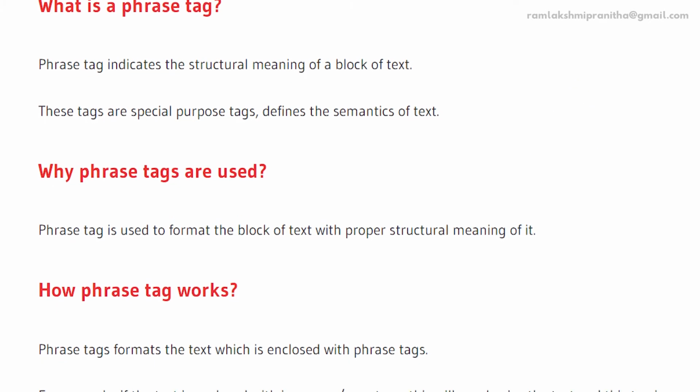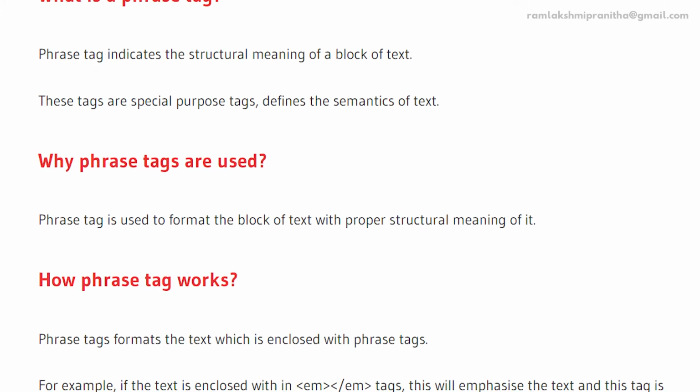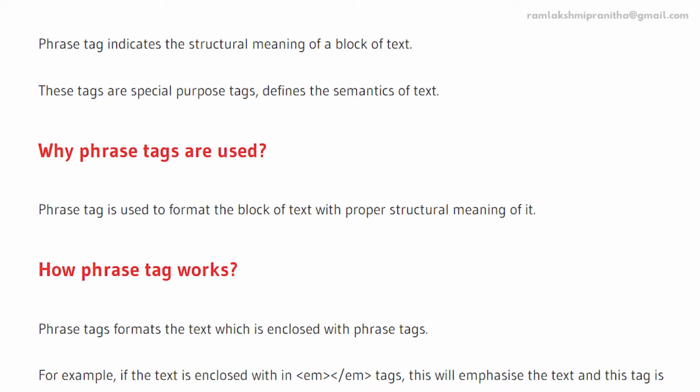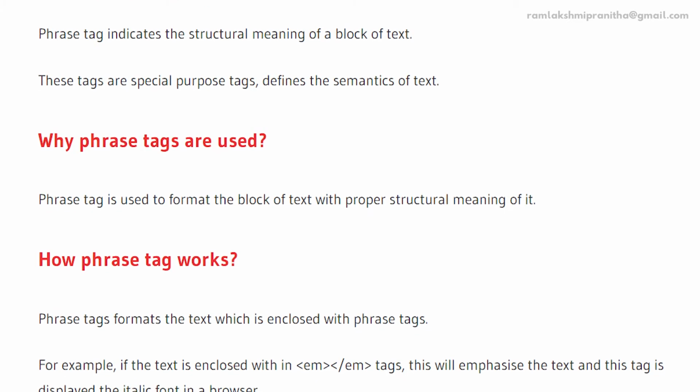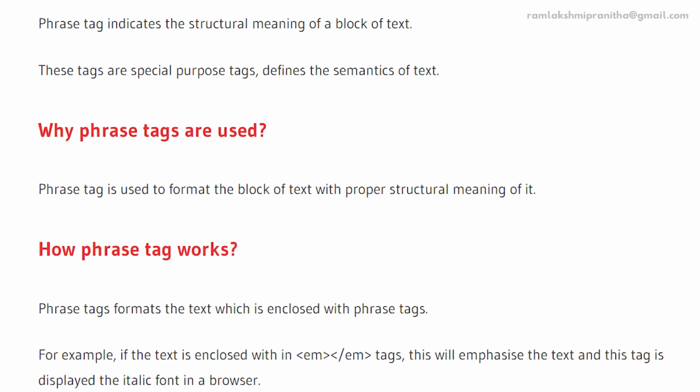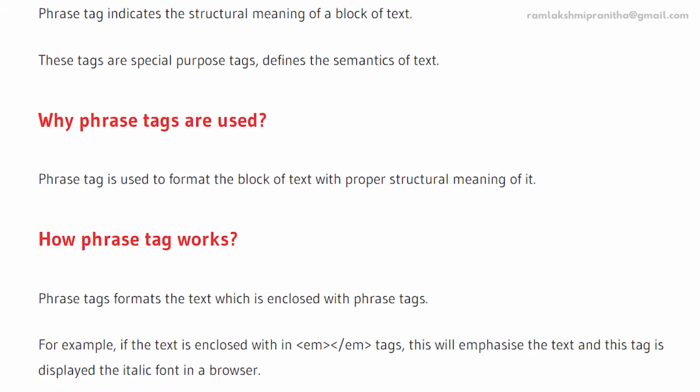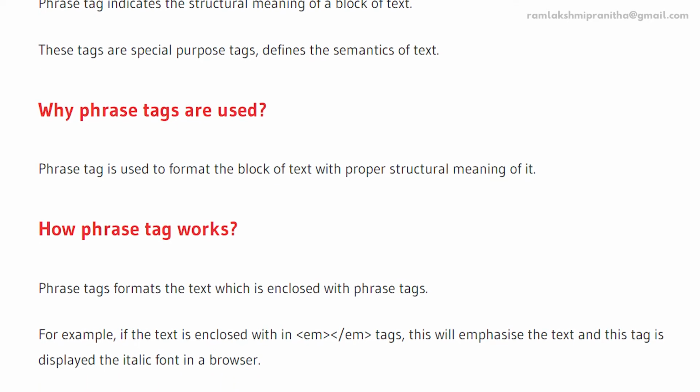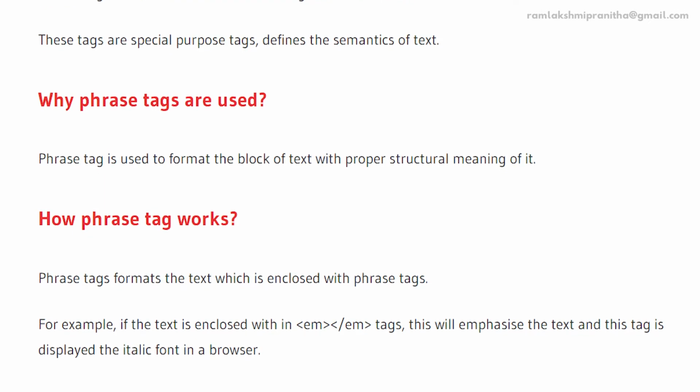How does the phrase tag work? Phrase tags format the text which is enclosed within them. For example, if the text is enclosed with an em tag, this will emphasize the text, and it is displayed in italic font in a browser.